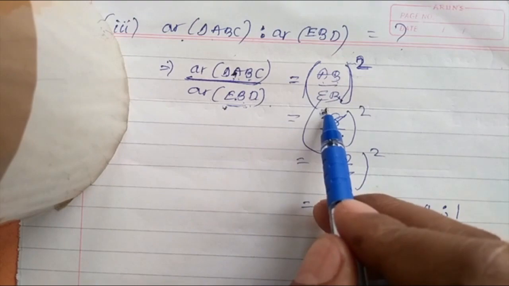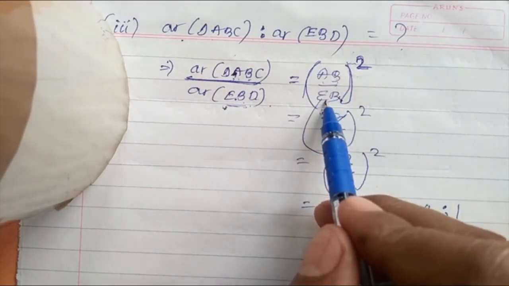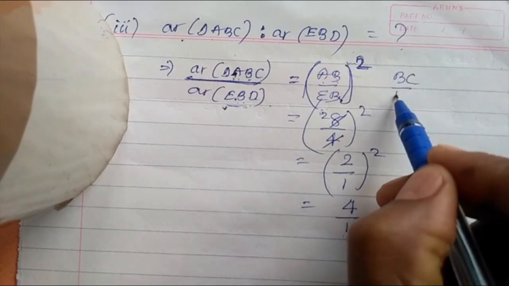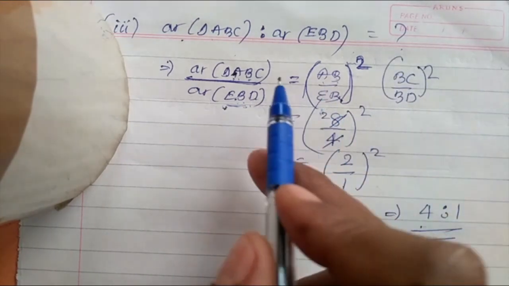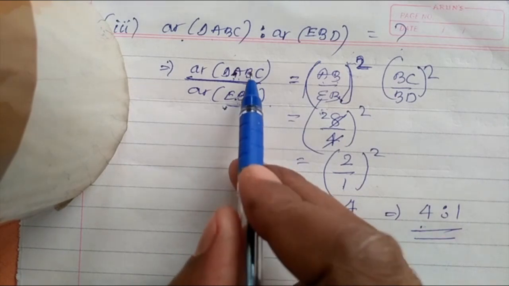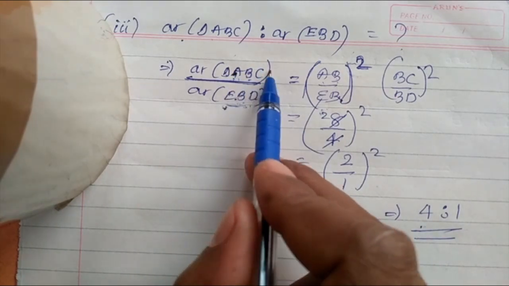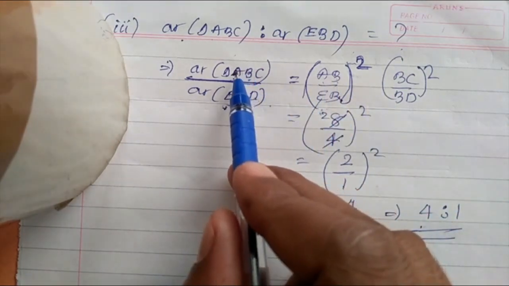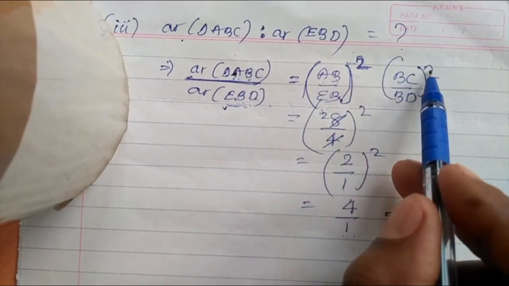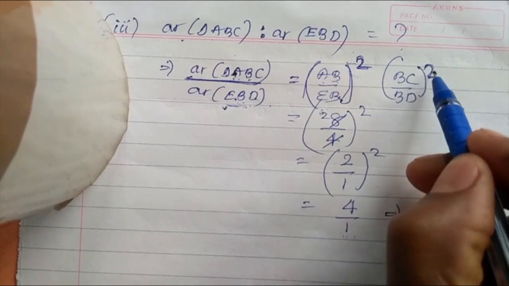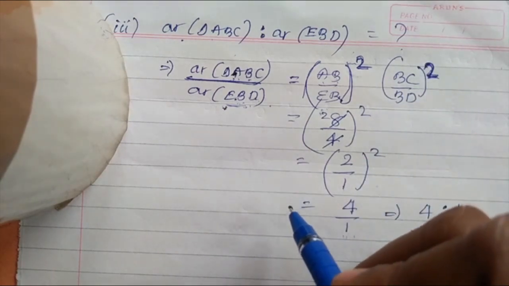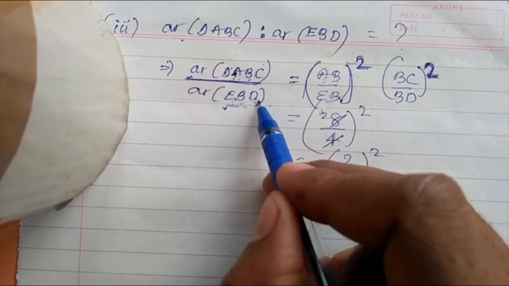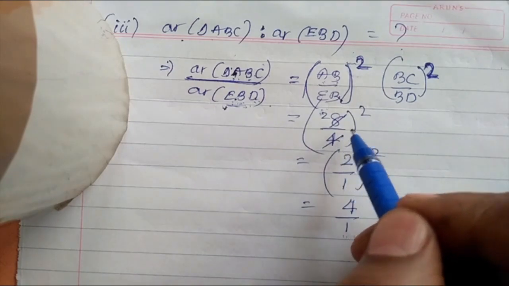So AB by EB only should be taken. If suppose AB and EB are not given, what to do? You can go for BC by BD whole square also. So take any pair, either AB by EB or BC by BD or first-last AC by ED. Any one pair you take from both the triangles, then you go for square. Squaring is important here, don't miss this squaring. Any one you take, go for squaring.